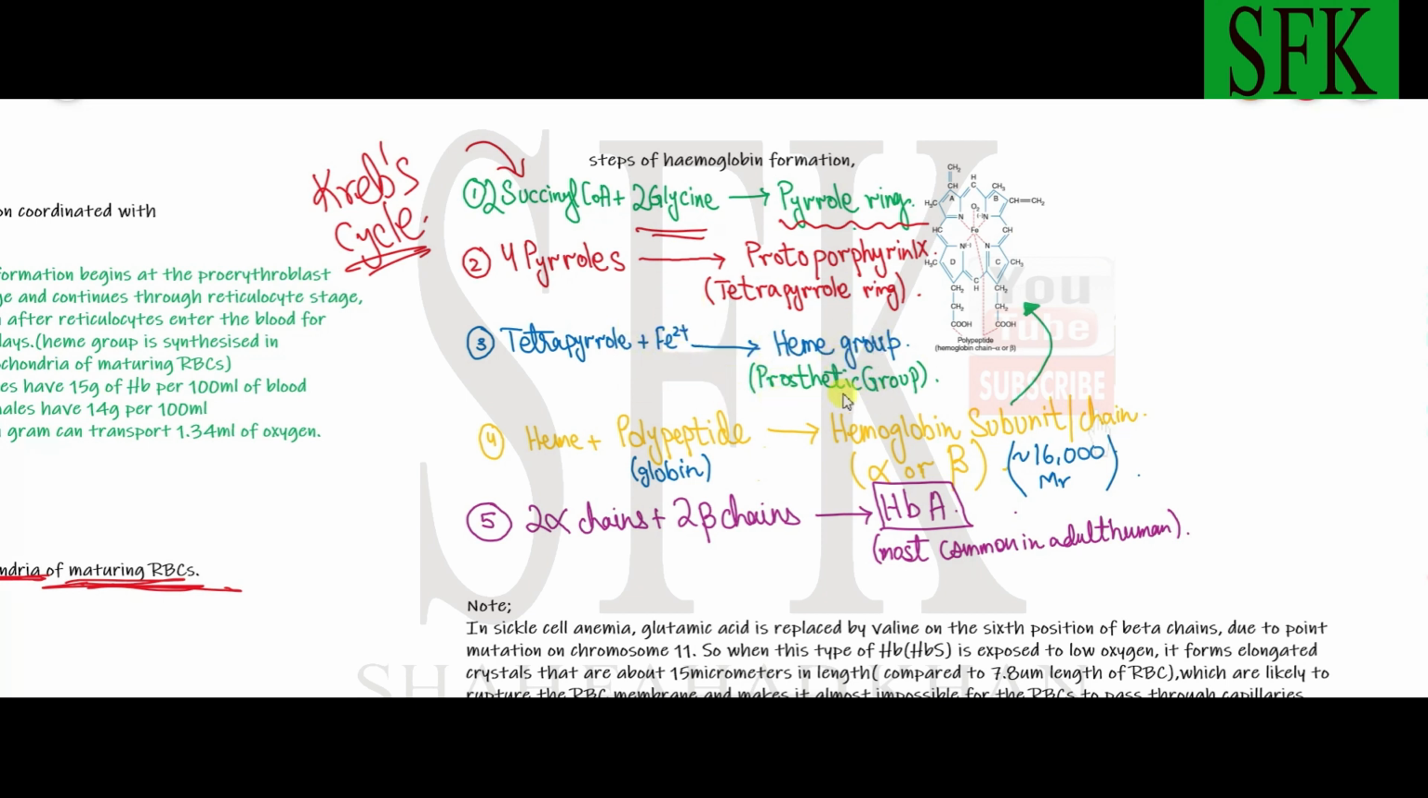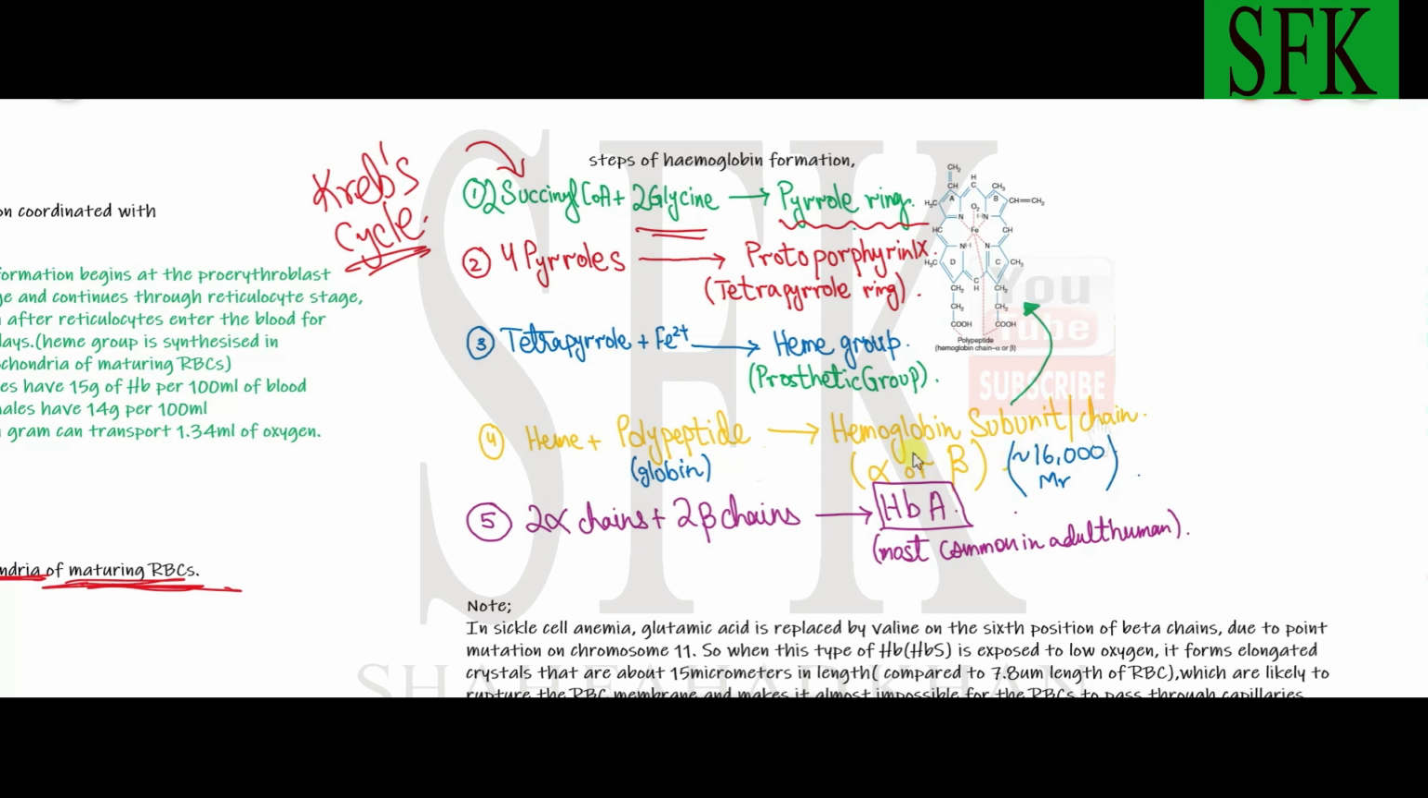Okay, this heme group is also called the prosthetic group because it is a non-protein part of the hemoglobin protein. Then each heme group combines with one polypeptide chain, which is known as the globin chain. The polypeptide chain which combines with the heme to form the hemoglobin is called the globin chain. So heme and globin both combine to form a hemoglobin subunit. This is one hemoglobin subunit, one of the four polypeptide subunits of hemoglobin, either alpha or beta.